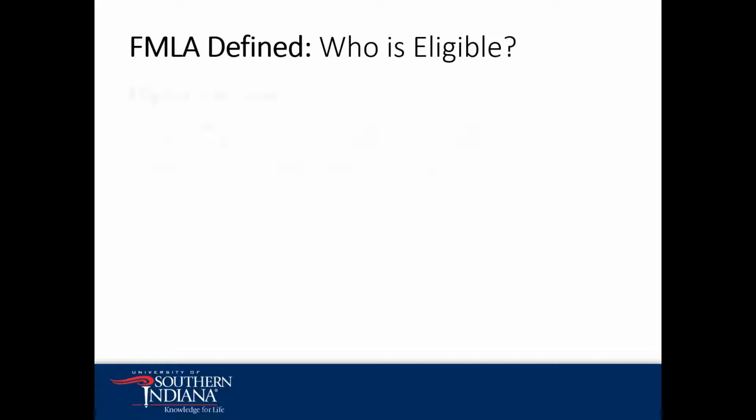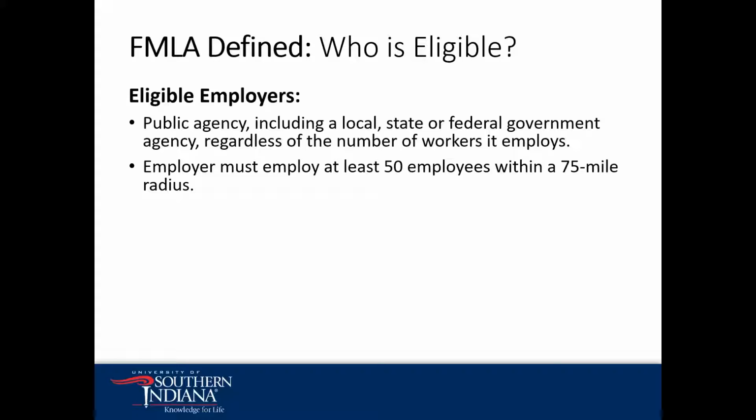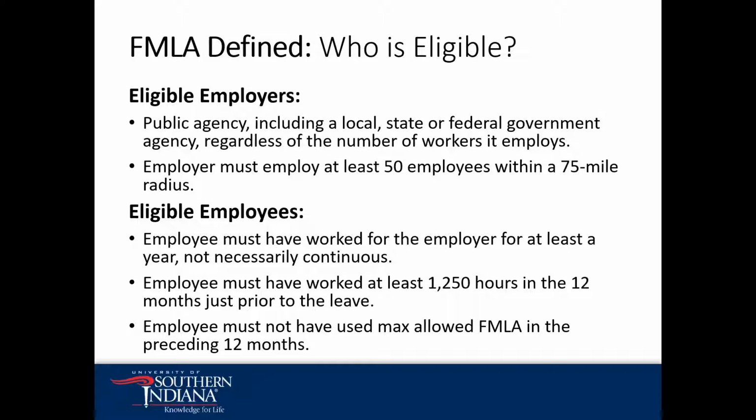So who's eligible? Know that USI is an eligible employer. We are a public agency, so regardless of the number of employees we have, we are eligible to offer it. Other employers have to have at least 50 employees within a 75-mile radius. For our employees to be eligible for FMLA, they have to work at least a year, not necessarily continuous. They also have to work at least 1,250 hours during the previous 12 months before they request that leave. And they must not have maxed out their allowable FMLA time before they request it.